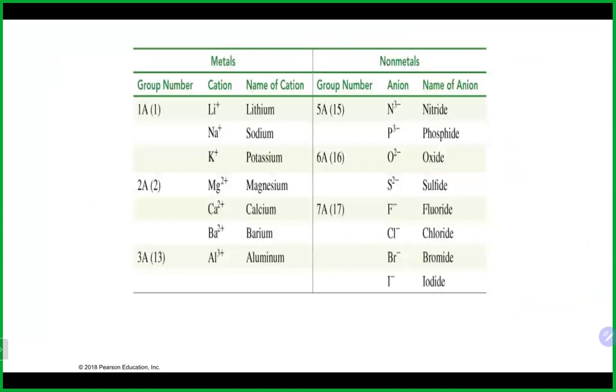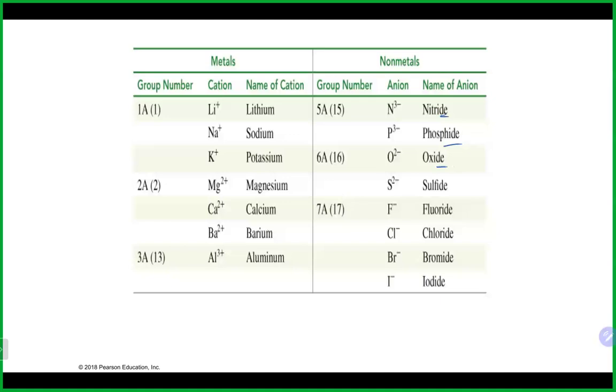Here is a table for your book. We have our positive ions on the left, and you can see we basically just use the name of the element with it. And we have our negative ions on the right, and they all have the IDE treatment at the end.